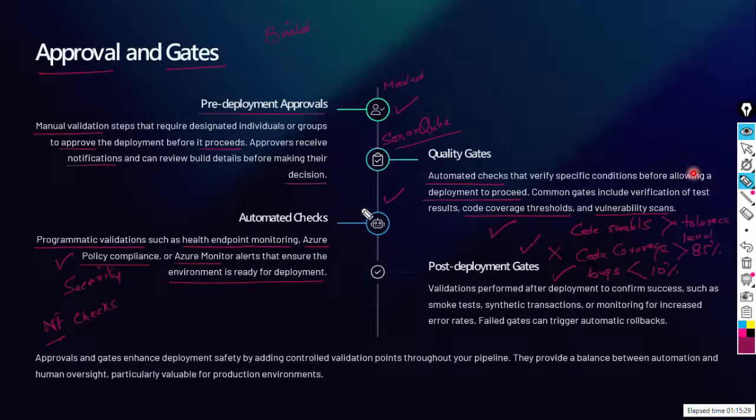This does not have any obligation or any scope of doing functional validations or functional testing. That is a headache of the build pipeline. Here we are talking about the approvals and gates, part of the release pipeline.